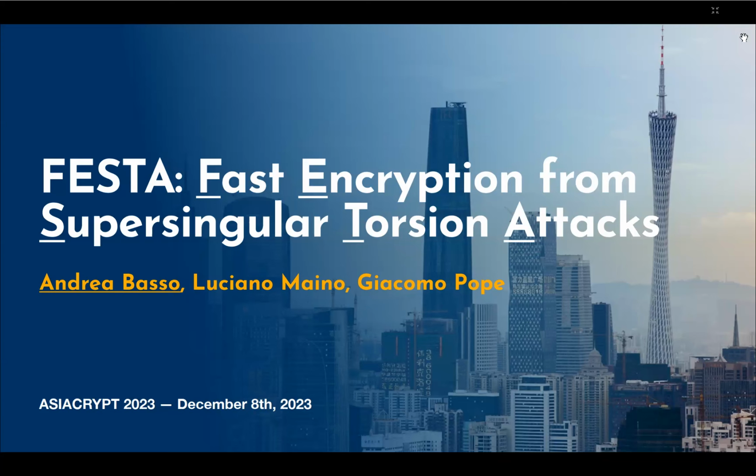Okay, welcome everyone to this session. This is the last session of the day, and this is the last session of the conference. So I'm very honored to chair this session. The topic is post-quantum encryption. We will have three talks.